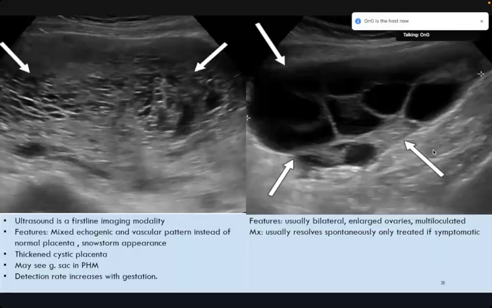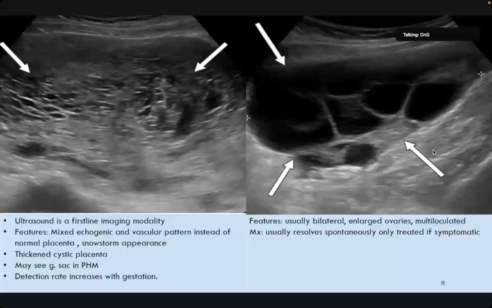So this is just a picture showing a hydatidiform mole and theca lutein cyst. The first image on the right is showing the classic, previously known as snowstorm appearance, where there is a mixed echogenic and vascular pattern instead of the normal placenta. And then on the left, it's a theca lutein cyst, which is shown, and it's usually bilateral. The ovaries will be enlarged and multiloculated.